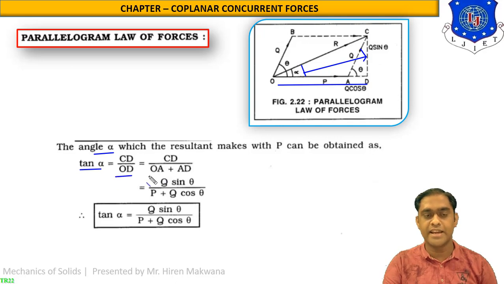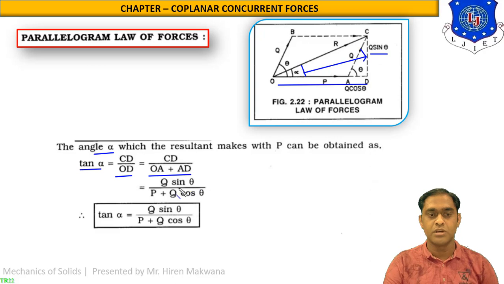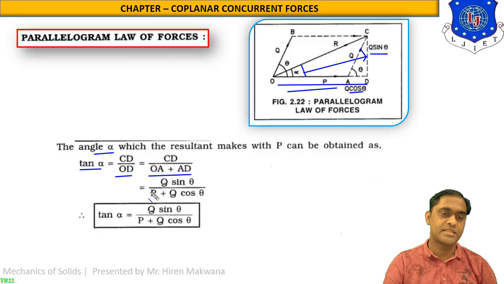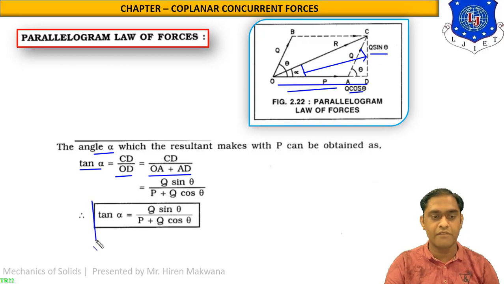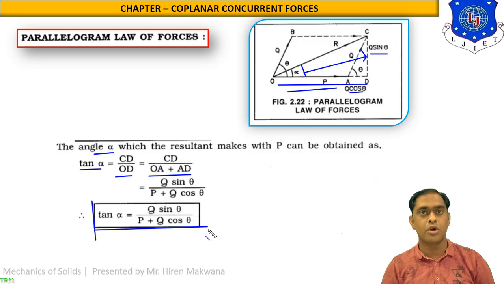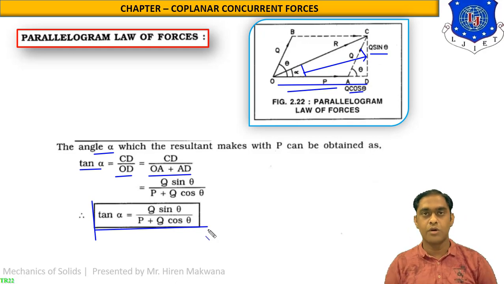Now OD is again divided in two parts, OA plus AD. Replacing the value, what is CD? CD is equal to Q sin theta actually. And what is OA? OA means force P. And what is AD? AD means the horizontal component of Q, which is Q cos theta. So by replacing the value, you will get the formula of tan alpha like this, Q sin theta upon P plus Q cos theta.